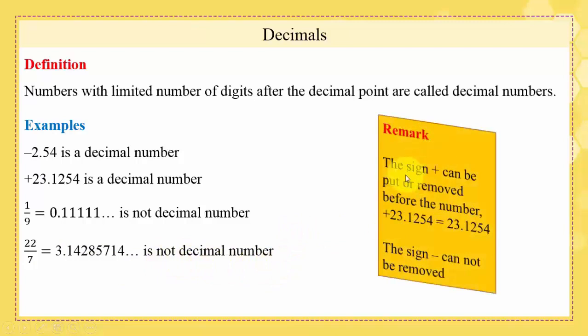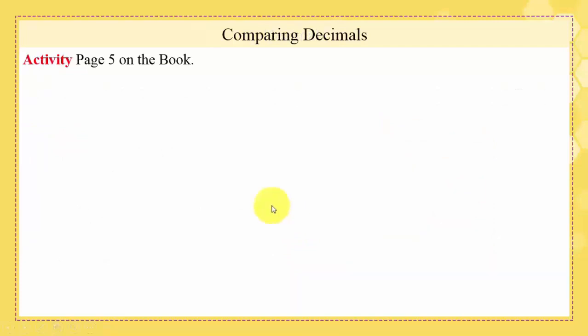Remark: the sign plus can be put or removed before the numbers. You can put the sign plus or you can remove it. But the negative sign cannot be removed. You should put the negative sign. Comparing decimals. Activity, page 5 in the book.